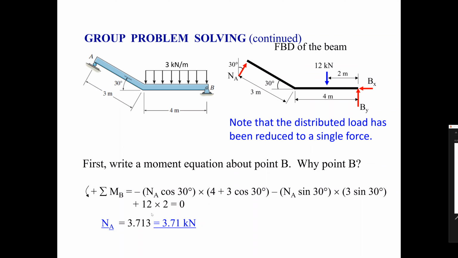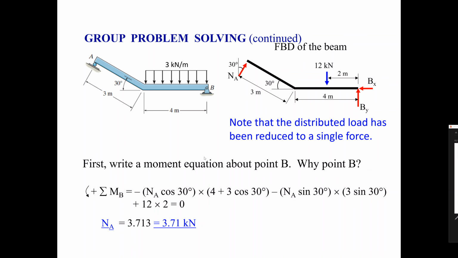And the last part we have here is this 12K Newton force acting in the opposite direction. So this would cause counterclockwise rotation about B, and the distance it's acting is 2 meters, so that's the 12 times 2. Okay, so we can go ahead and work this out, and if we solve for it, we'll come up with 3.71 K newtons. All right, so that's the first one. We have this, and we have its direction.